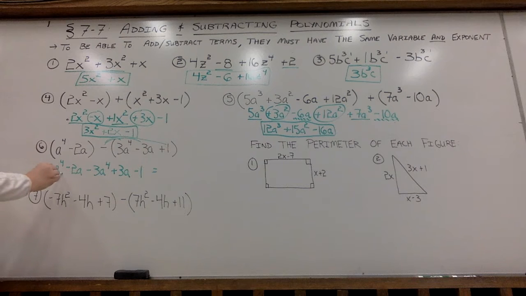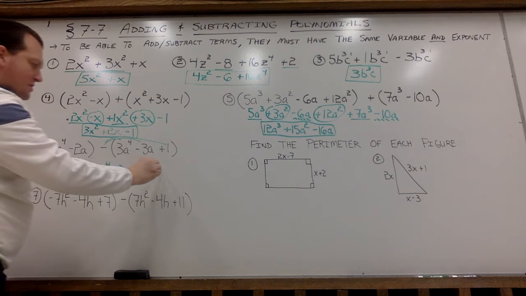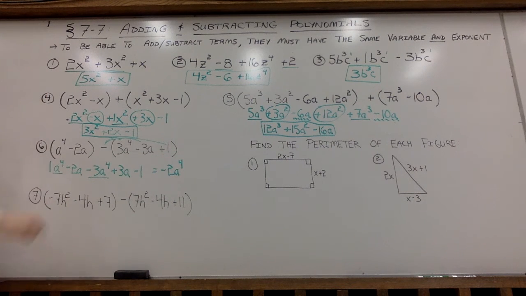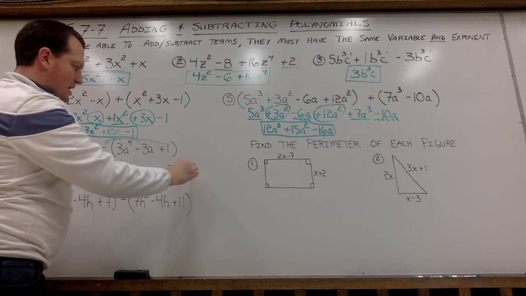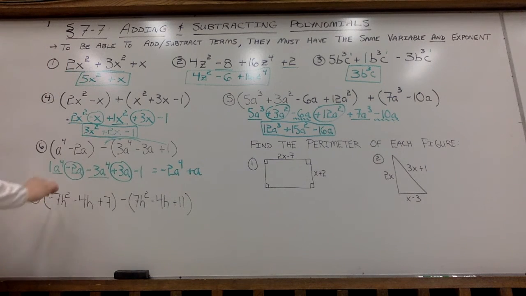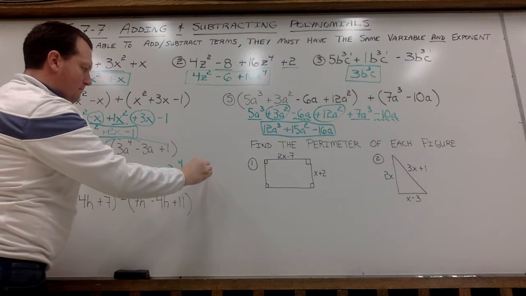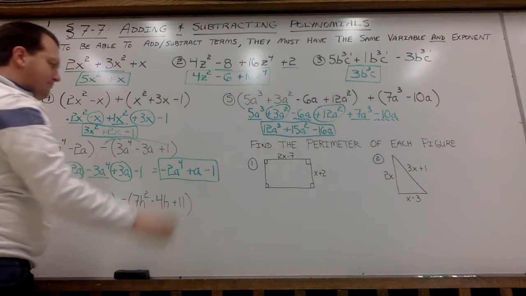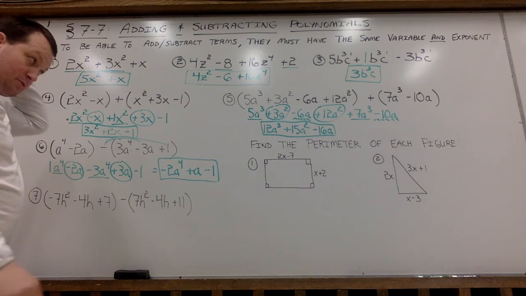So I've got 1a to the fourth, take away 3. 1 minus 3 is negative 2a to the fourth. Here I have a to the first, negative 2 of them, and 3 a's to the first. So negative 2 and 3, 3 minus 2 is just 1a. And then numerically I've got minus 1. So that is my final expression, combining all of my like terms.